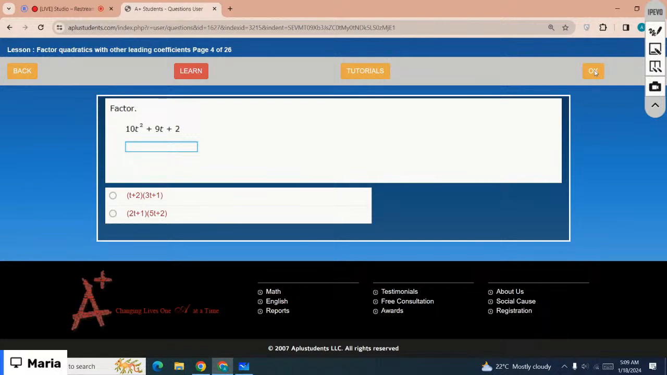Okay, the next one is factor 10t square plus 9t plus 2. Which is the correct option?